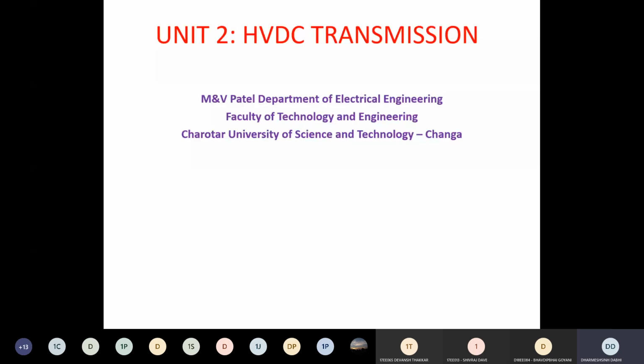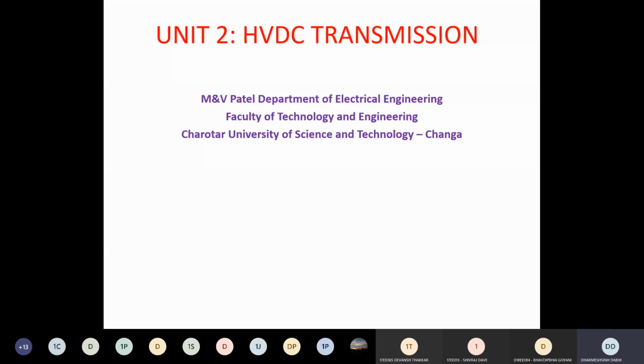Okay, any other advantage? Corona loss is less in DC. Yes, yes. This is also an advantage of HVDC. So there are five advantages of HVDC as compared to the HVAC.